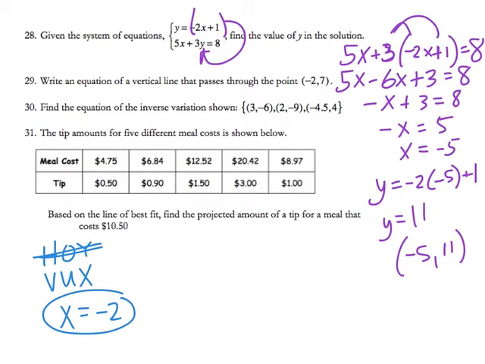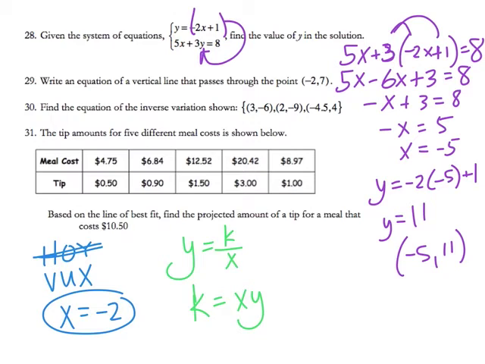Number 30. Find the equation of the inverse variation shown. Inverse variations are y equals k over x, but you're not finding that organically. You're not just going to pull that k out of thin air. Think about what k is when we have it solved for k. That seems to be something we do pretty much every time we do a direct or an inverse variation.